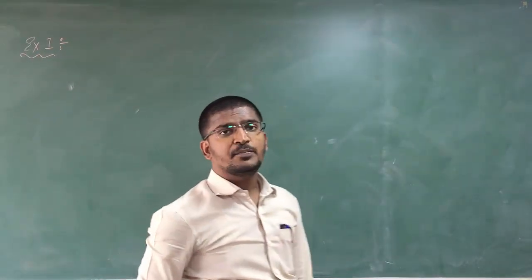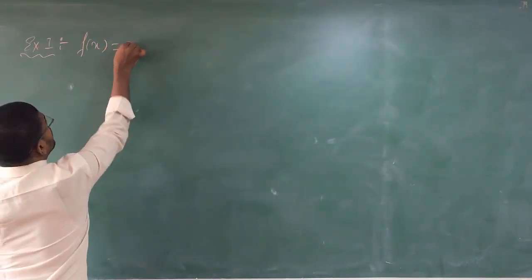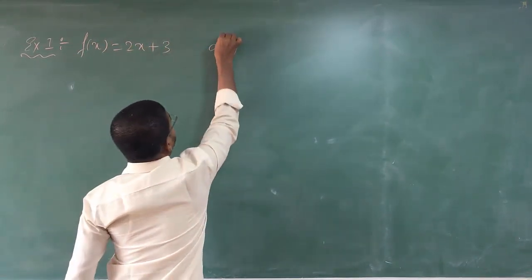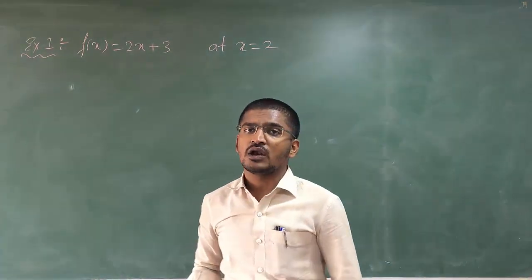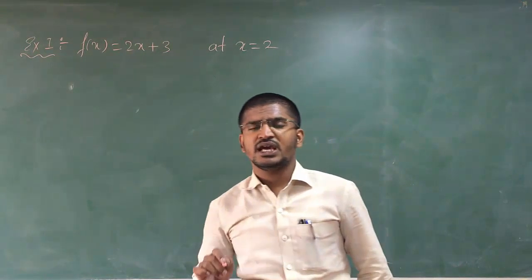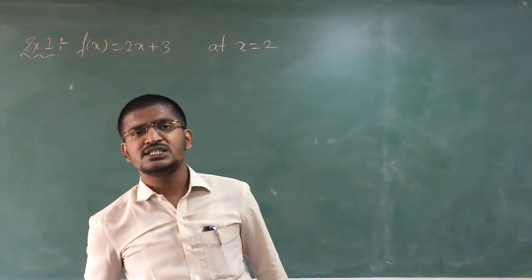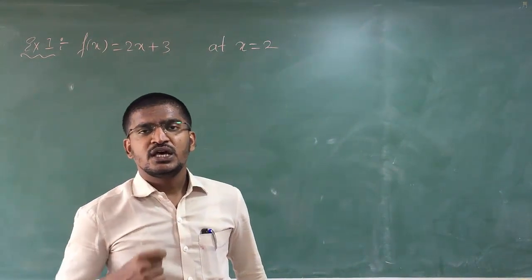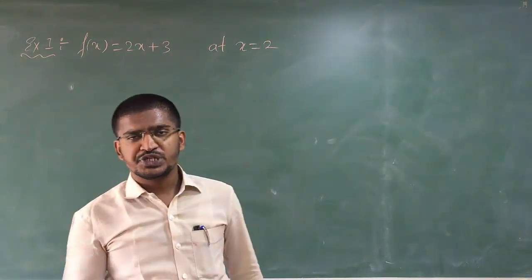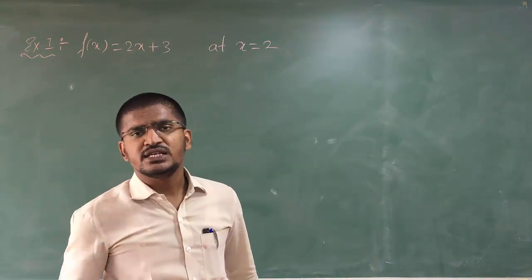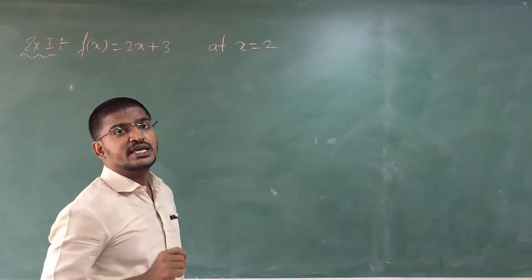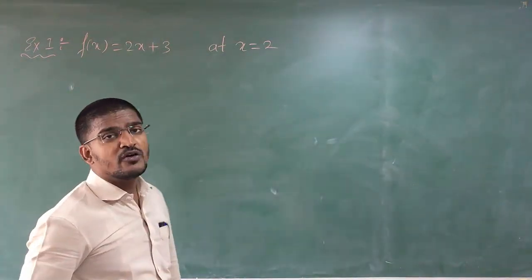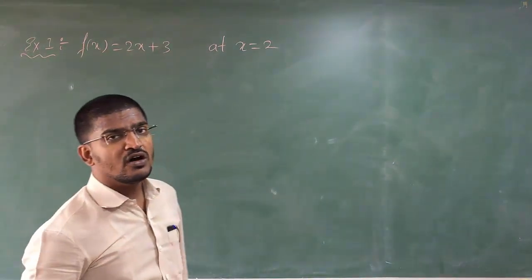Okay, Example 1. Let us choose the function f of x equal to 2x plus 3 and let us check whether it is continuous at x equal to 2 or not. Before going to continuity, make sure that you are perfect with the methods of calculating limits, that is rationalization, factorization, substitution method and many other things which I have discussed in previous videos. We are going to take help of those things in this chapter.